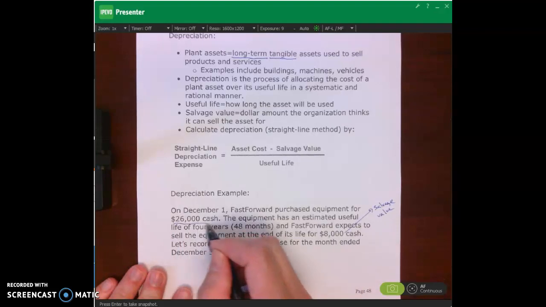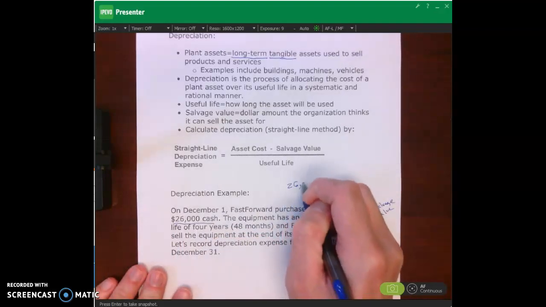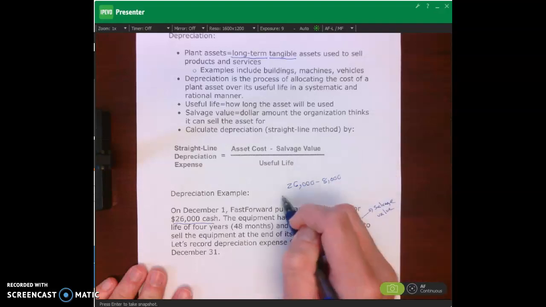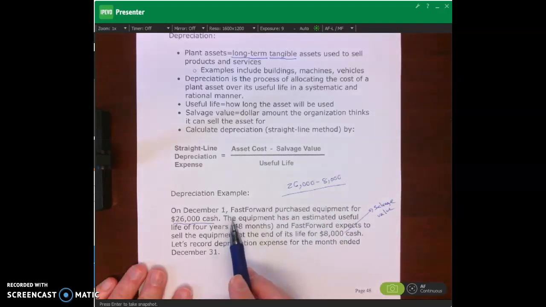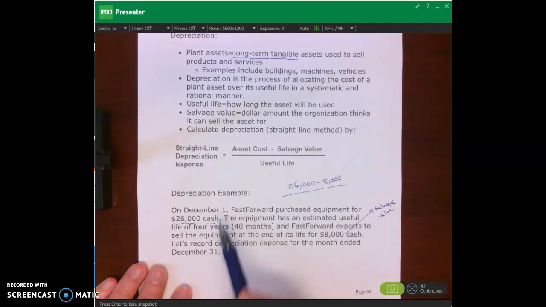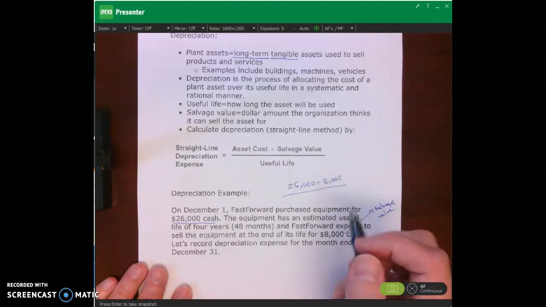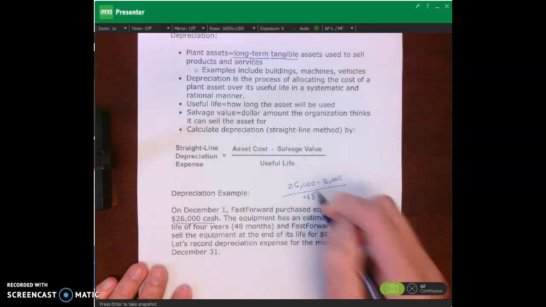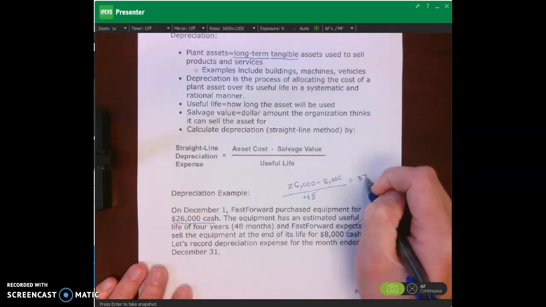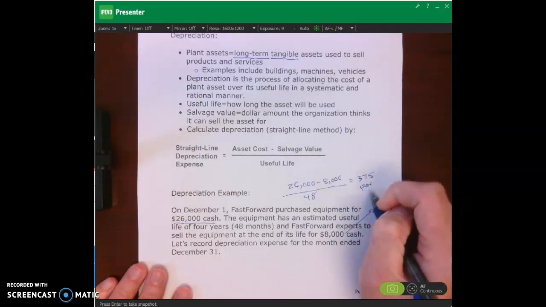So first we have to calculate depreciation. We take the asset cost, $26,000, minus $8,000. In this case, I'm going to divide it by 48 because you can see we purchased this on December 1st, and I need to record 1 month's worth of depreciation, December 1st to December 31st. So I'm just going to divide it by 48 because it's 48 total months. Okay. And what that gives me is $375 per month.